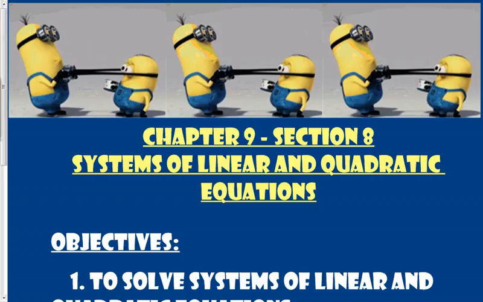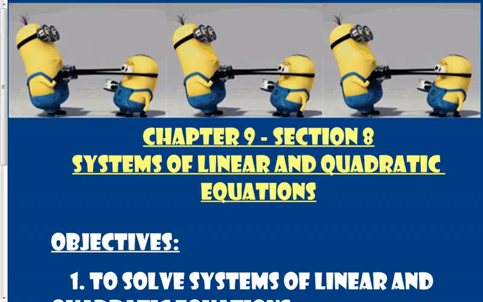This whole chapter has been about quadratic functions, and we've been doing a great job of solving quadratic functions different ways, like by graphing, by factoring, by the quadratic equation, lots of different ways. And specifically in this section, we're going to talk about systems of a linear and quadratic equation.